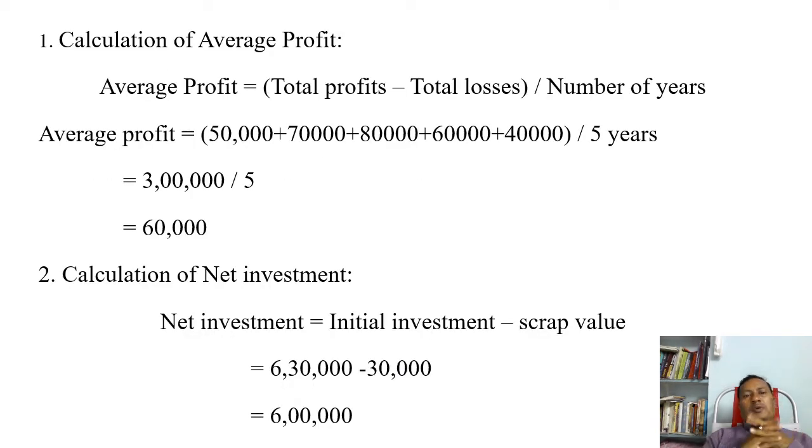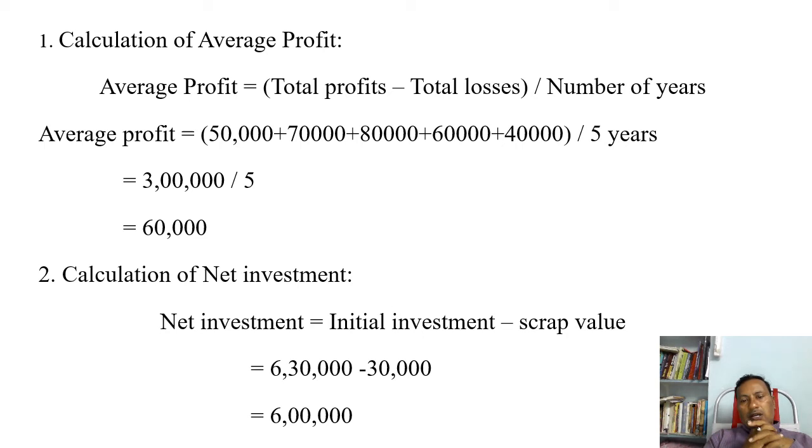So similarly you have to find out the average profit. Average profit is equal to total profit minus total losses divided by total number of years. All years' profit is given. 50,000 plus 70,000 becomes 1,20,000, plus 80,000 becomes 2 lakh, plus 60,000 is 2 lakh 60,000, plus 40,000 comes to 3 lakh, divided by 5 years, so 60,000 is the average profit.